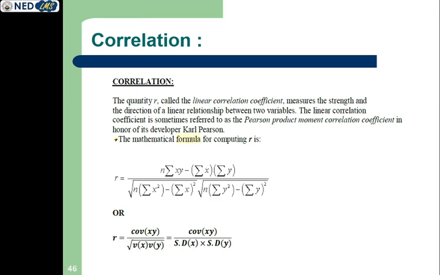Now what is the correlation coefficient? Correlation coefficient is a measurement of strength of relationship between two variables. This is what we call Pearson coefficient of correlation. The formula is n summation xy minus summation x summation y, over square root of n summation x square minus summation x whole square, multiplied by square root of n summation y square minus summation y whole square. This is denoted by R, the English alphabet.